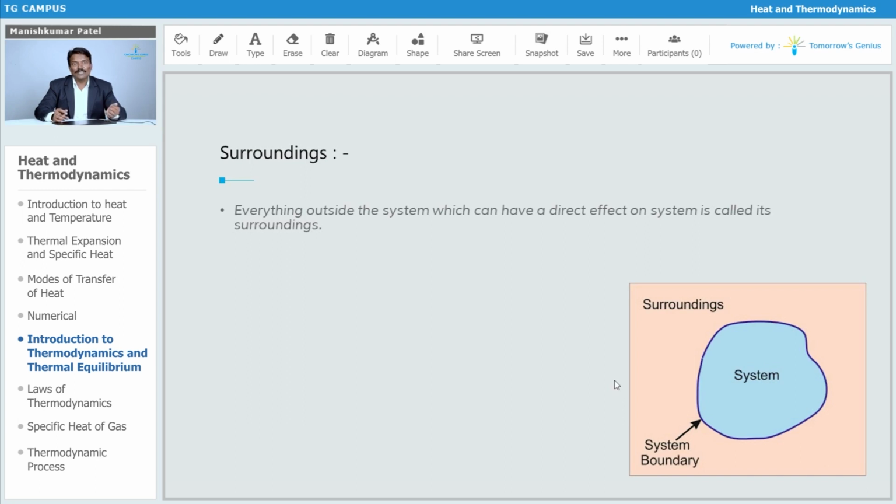Because of that surrounding, there is definitely a possibility that its temperature is going to change, or one of its characteristics is going to change. There is a system boundary, and that boundary separates the system from the surrounding.